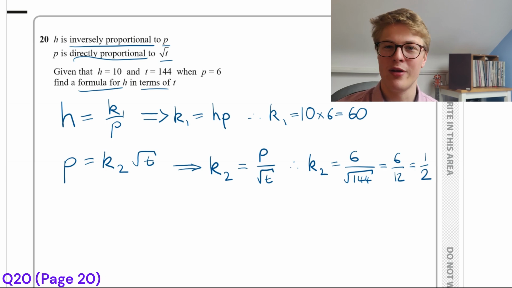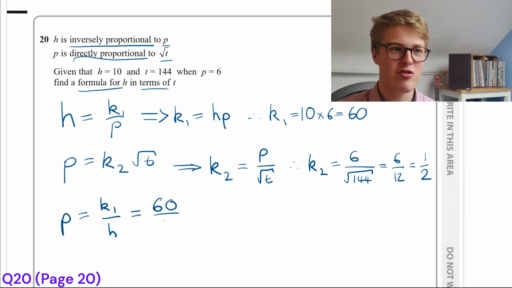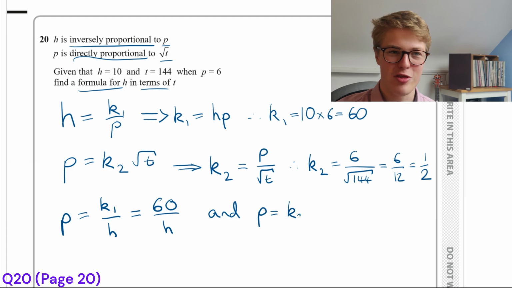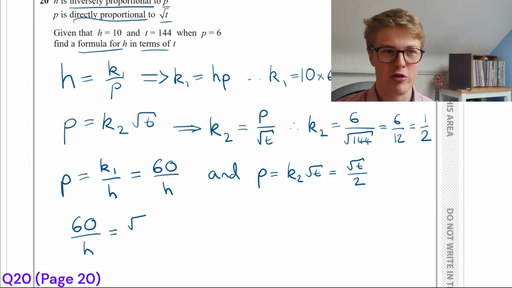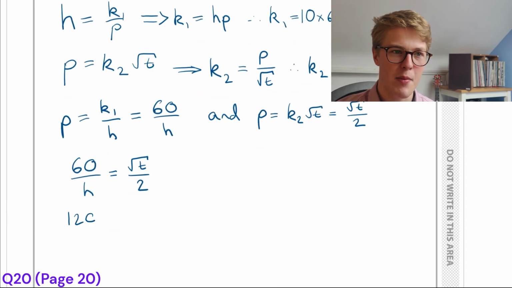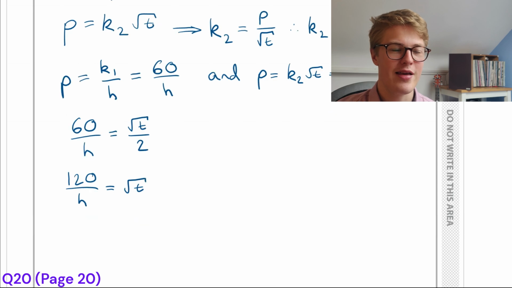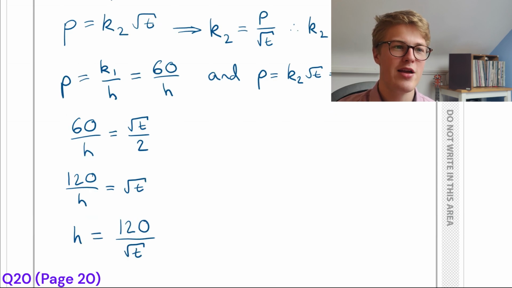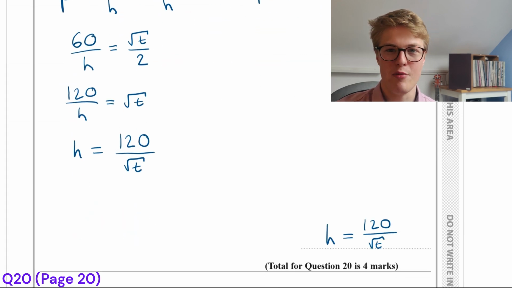So now that we know k1 and k2, we can figure out the rest. So 60 over h is the same as p, and root t over 2 is the same as p. So therefore 60 over h is equal to root t over 2, because they both equal p. This becomes 120 over h when we multiply both sides by 2, and that equals root t, and therefore h is equal to 120 over root t, which is our final answer.